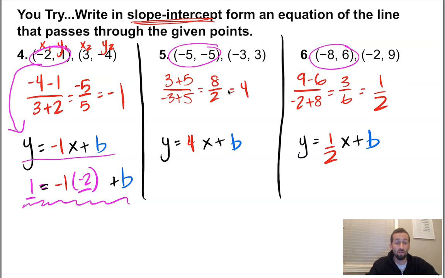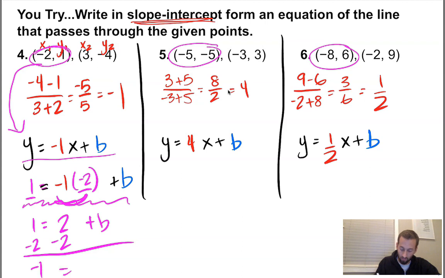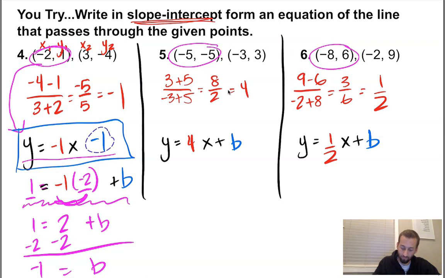So we could solve for that letter by simply doing my multiplication here. 1 equals negative 1 times negative 2, which is 2, plus b, and I subtract 2 from both sides, and I get negative 1 equals b. So I can go back to this equation right here, and now I know what b is. b is negative 1. And we've just solved for that equation.